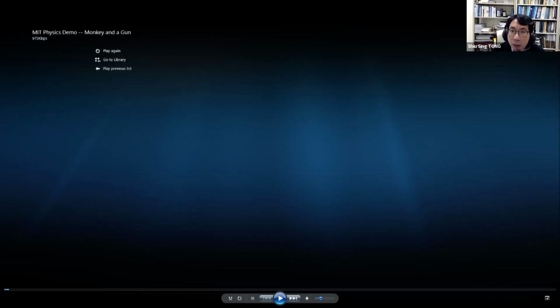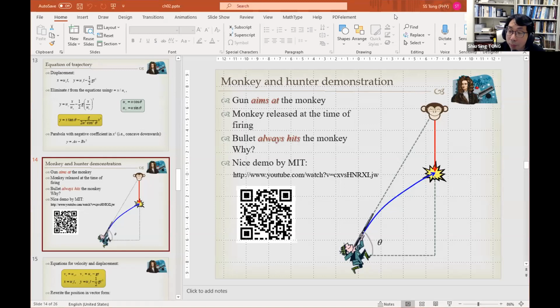Now, you may wonder why this happened. The teachers in high school probably give you some numbers to plug in to see this actually happen. But I want to prove it generally. That happens for whatever initial velocity and whatever distance you are from the monkey, as long as you aim at it in the initial direction and you fire the bullet at the time when the monkey falls, you always hit the monkey. Why is that?